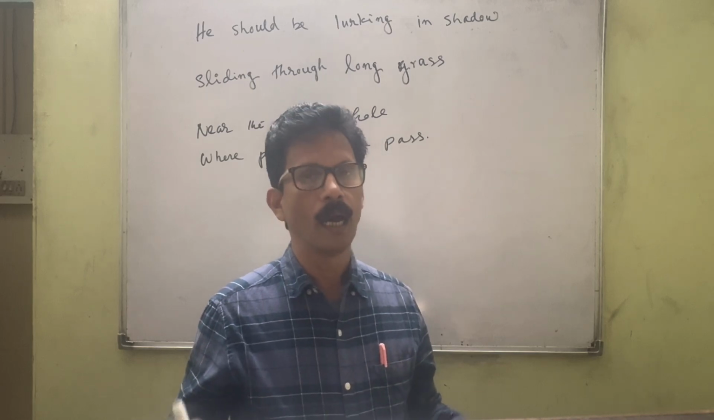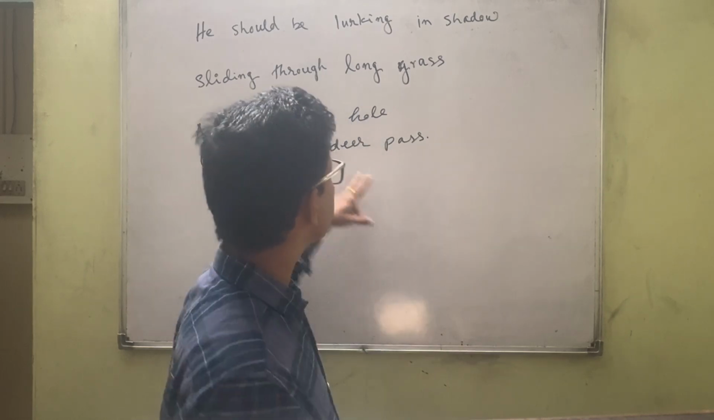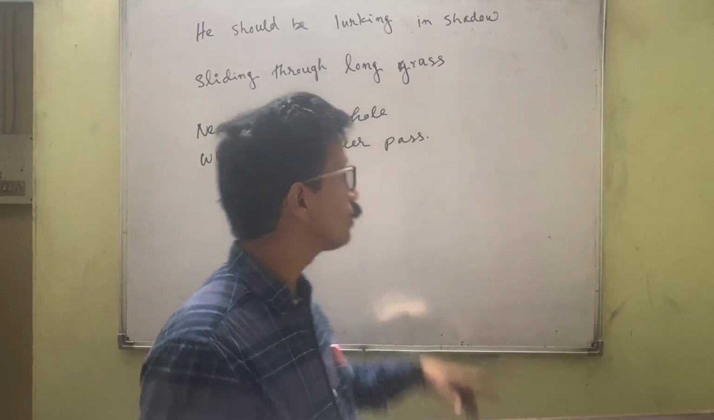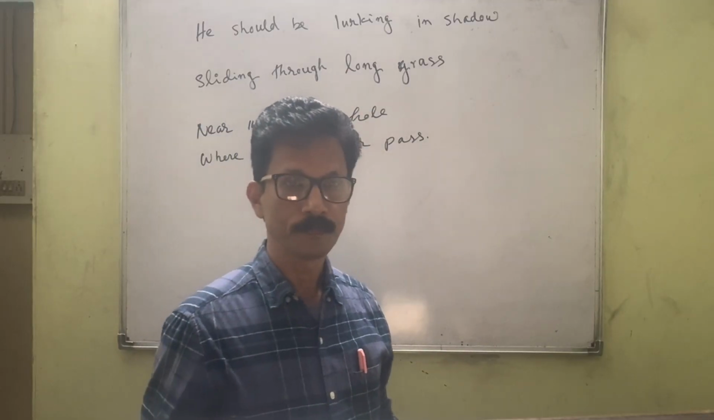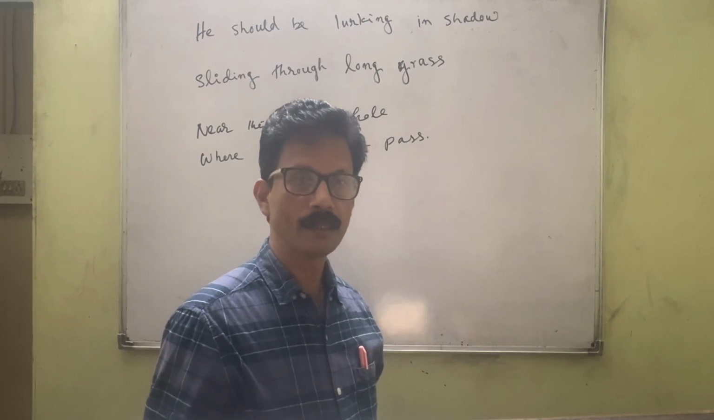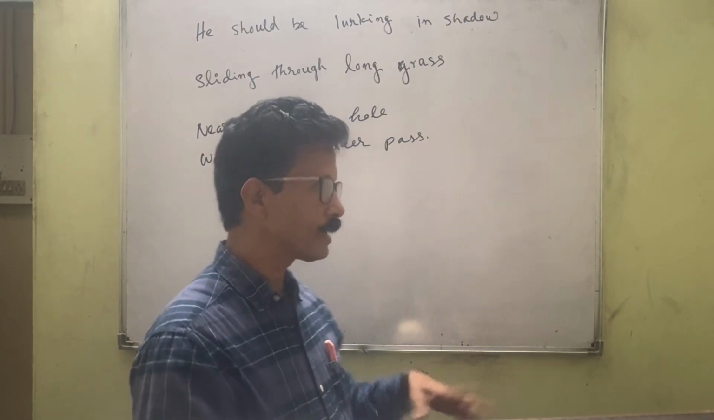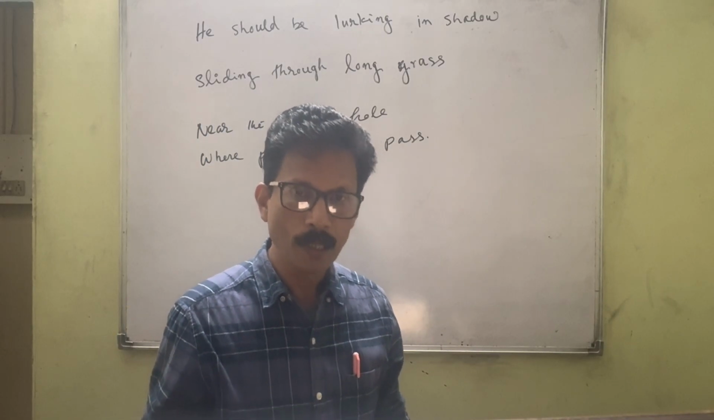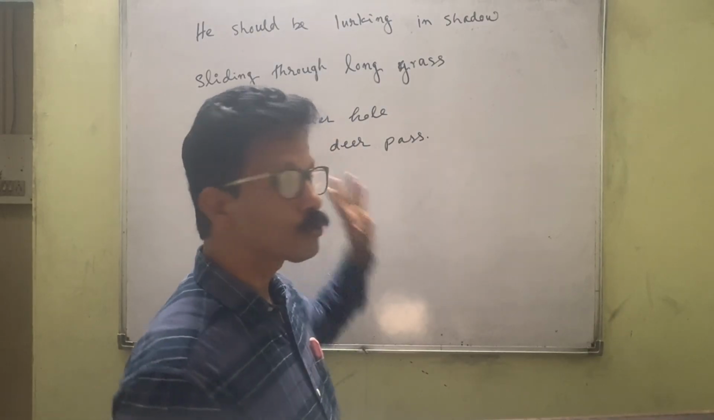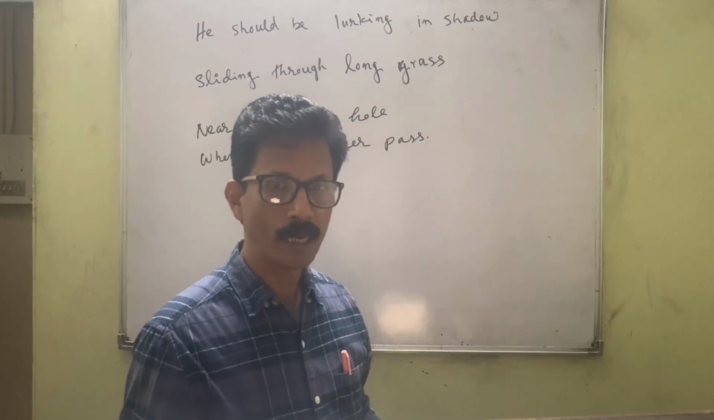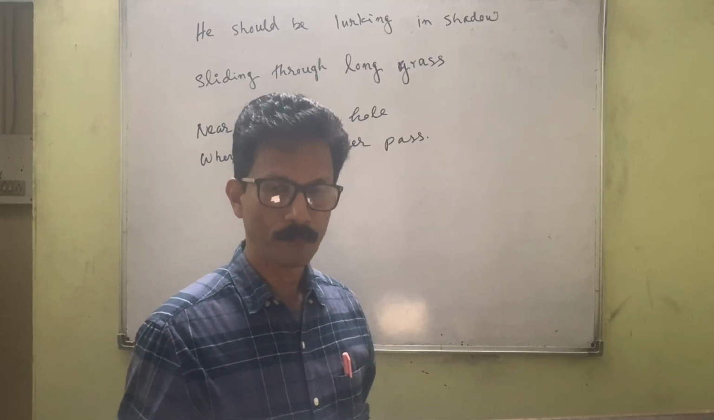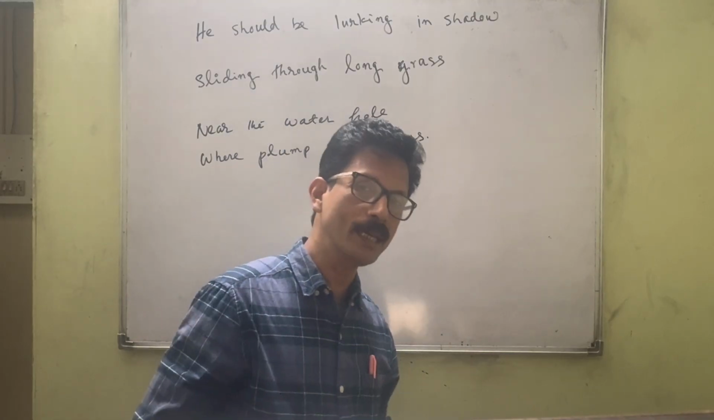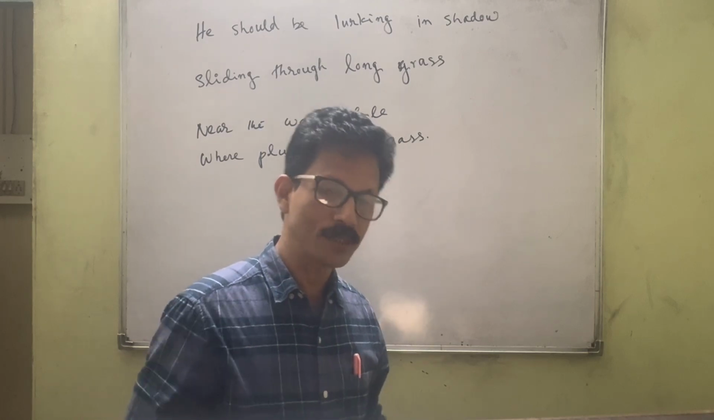Now in this stanza, the poet is taking us from the zoo to the jungle. You understand my point? That means, if the tiger were not in the zoo, what would the tiger have been? What would the tiger have been if it had not been locked up in a cage?